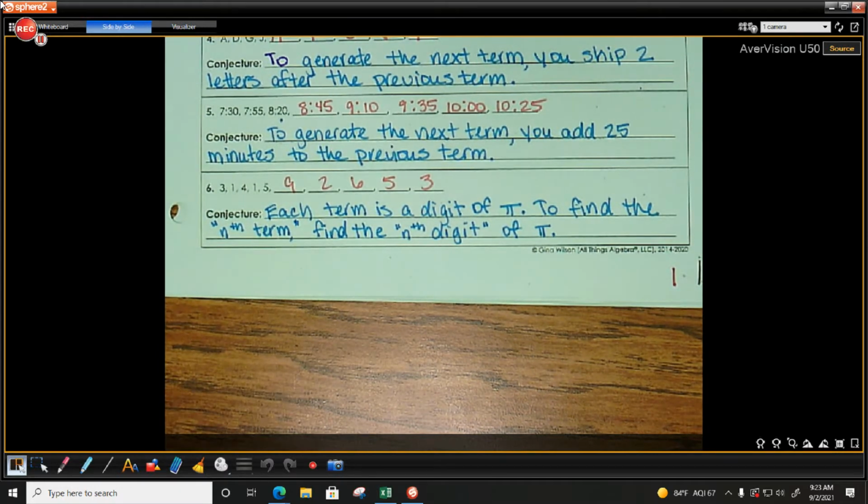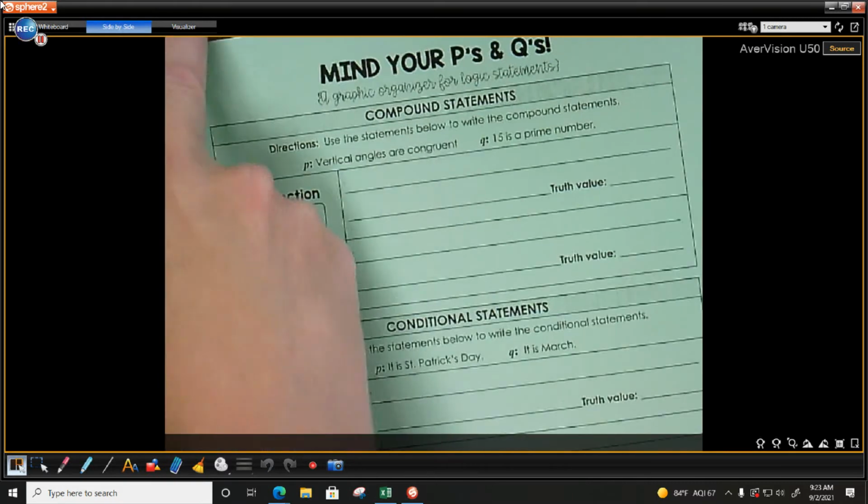Good? So those are us making our conjectures. We are looking at our pattern and saying how we complete the pattern or what's going on with the pattern. Okay? Now we are going to go to counter examples.